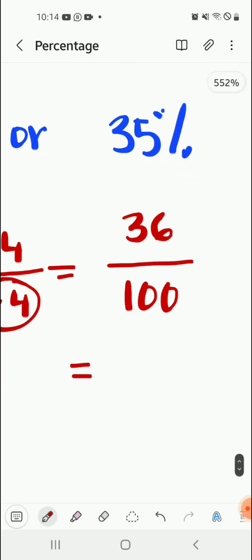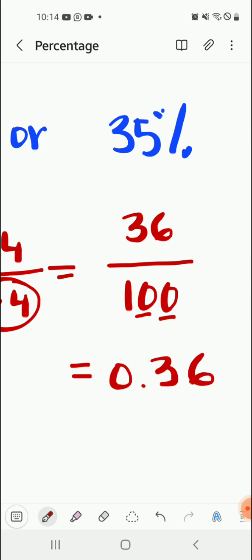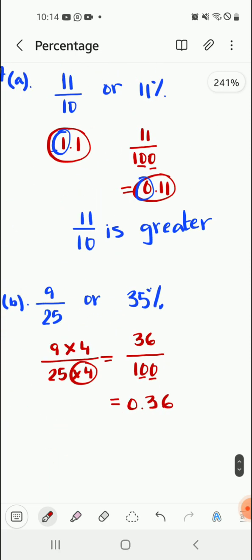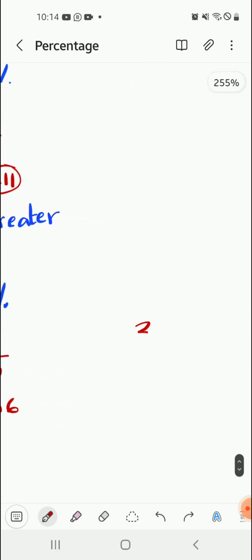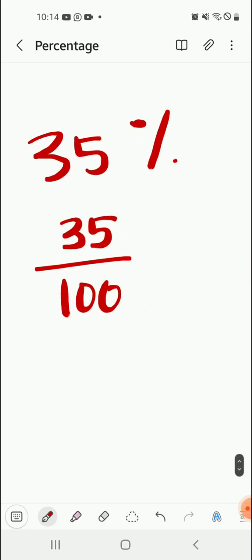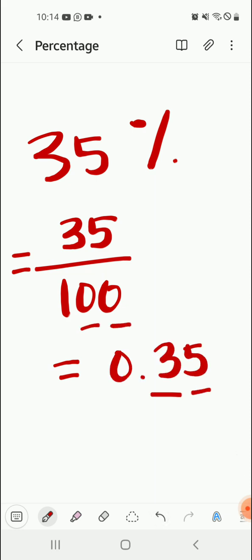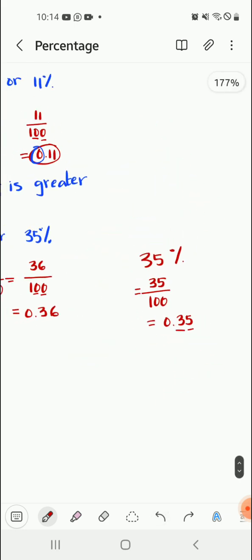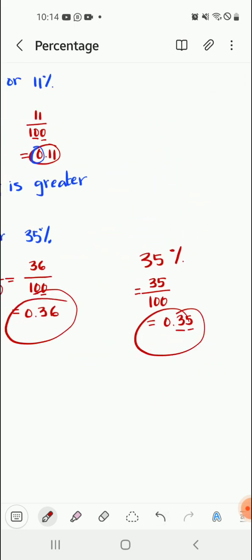Now convert this. There are two zeros, that means the decimal places will be 2. So if we write 36, there are two decimal places, so we need to insert the 0 right before that. So what I get is 0.36. On the other hand, we've got 35%. 35% means 35 by 100. So convert this into decimal, it is easy. There are two zeros, so two decimal places. So we're going to write 0.35. So what we get is 0.36 on the left hand side and 0.35 on the right hand side.